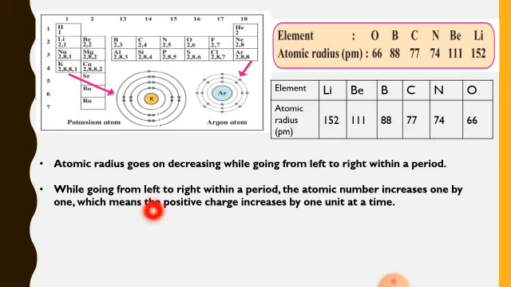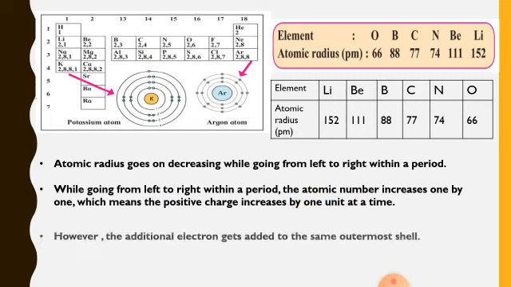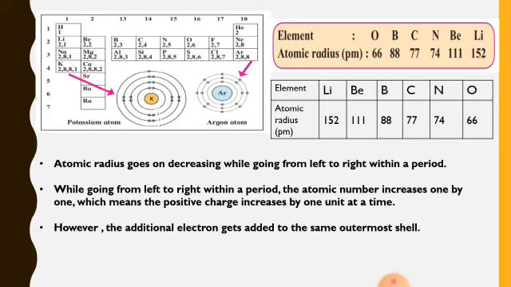While going from left to right within a period, the atomic number increases by 1. Yes, you all know that lithium has atomic number 3, beryllium has atomic number 4, boron has atomic number 5. That means the atomic number increases but atomic radius goes on decreasing. Which means the positive charge increases by 1 unit at a time. If the atomic number increases, then the positive charge goes on increasing by 1 unit at a time. However, the additional electron gets added to the same outermost shell.